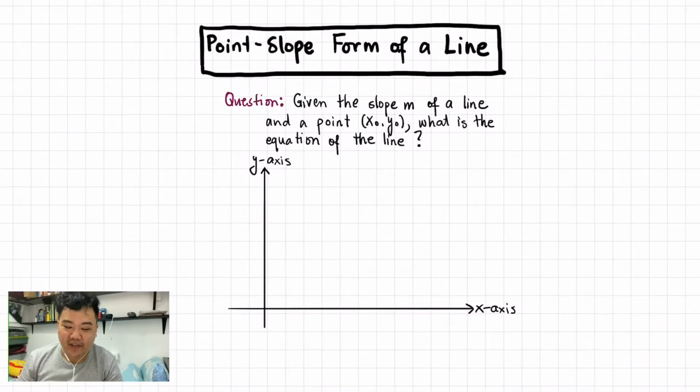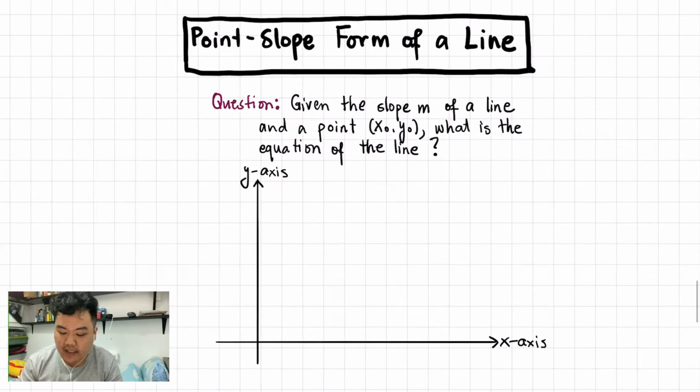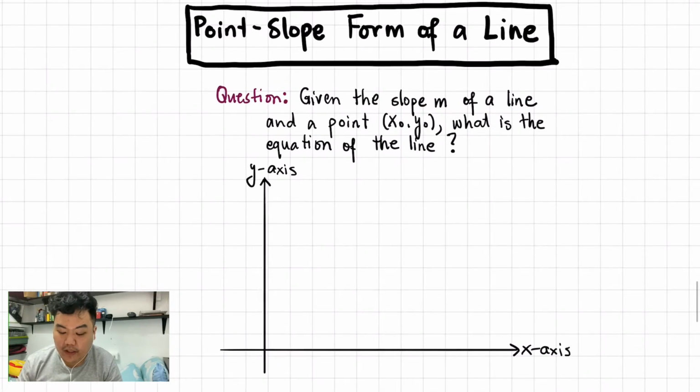Hello, in this video, we're going to talk about the point slope form of a line. So we are particularly interested in answering this question. Let's say we know that the slope of a line is m and (x naught, y naught) is on that line. So the question is, what is the equation of the line?